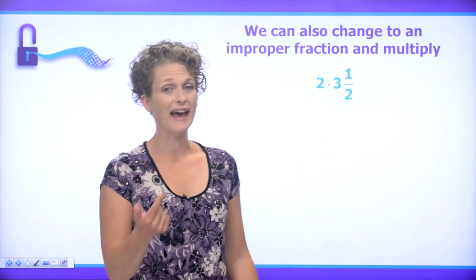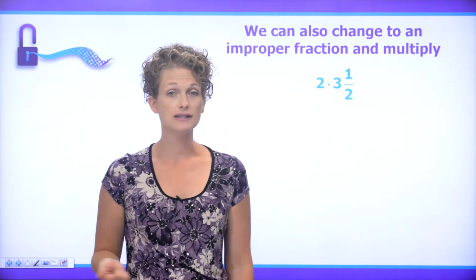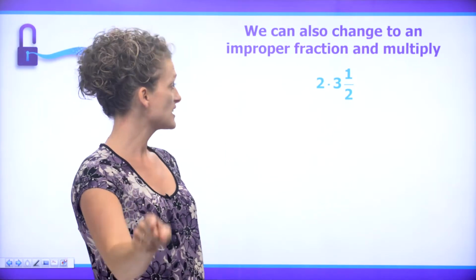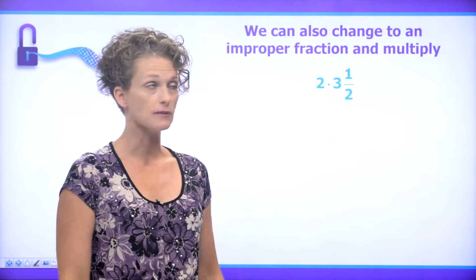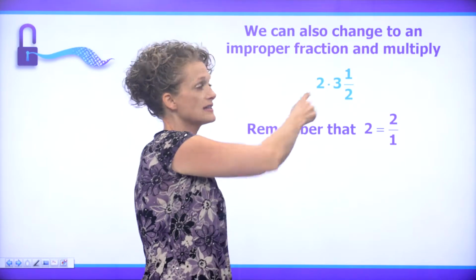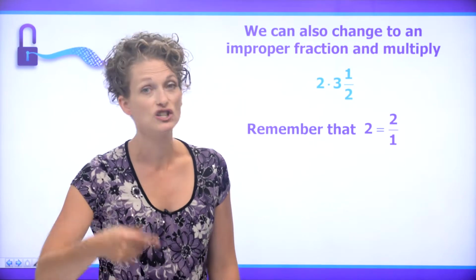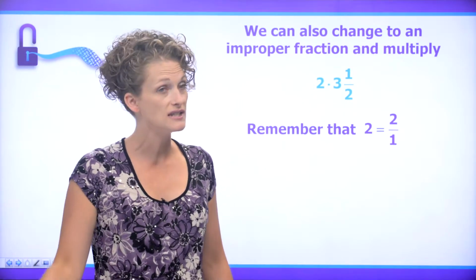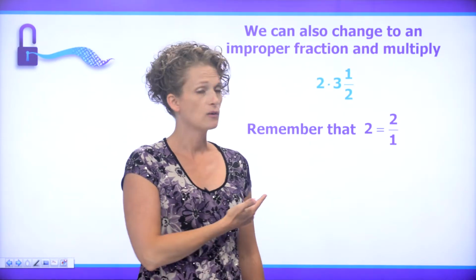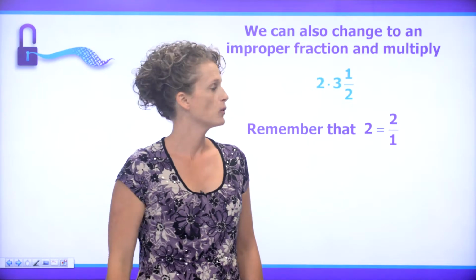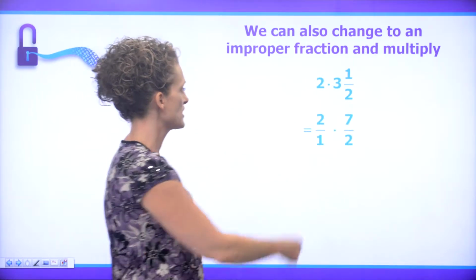So another way that you can actually look at this is to change the mixed number into an improper fraction. So the first thing we want to realize is that a whole number can be made into a fraction. It's always over 1. You just don't see it. It's understood to be there. But now we're going to go ahead and write it just so we remember what we have to multiply. So we get 2 over 1.